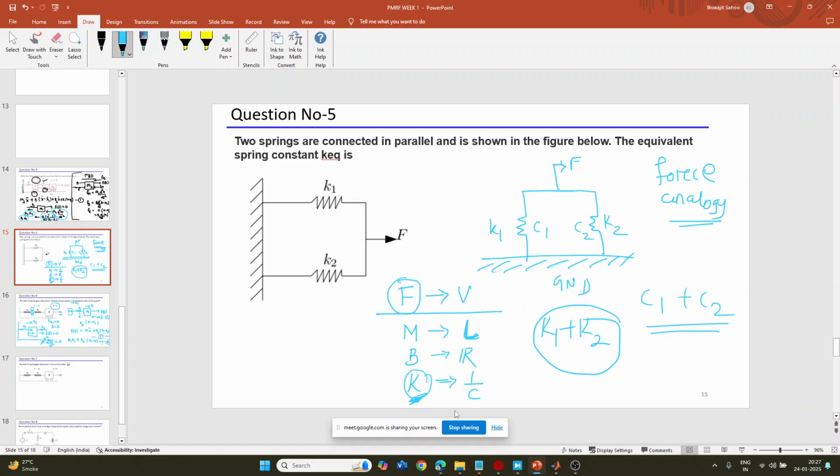So don't get confused, because many people will be confused on this question. It's a very simple question, but you need to know the logic behind it.